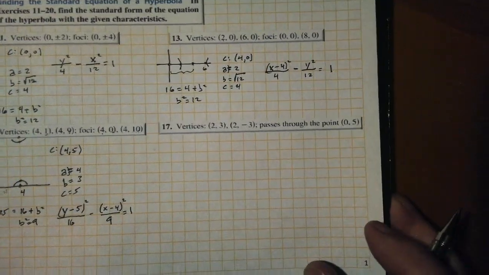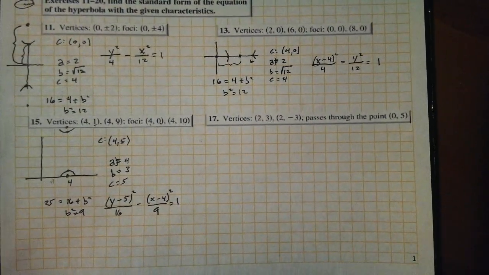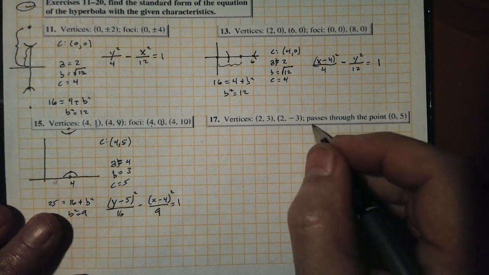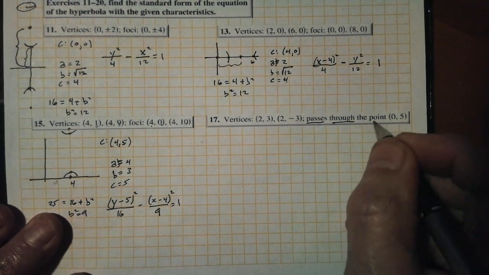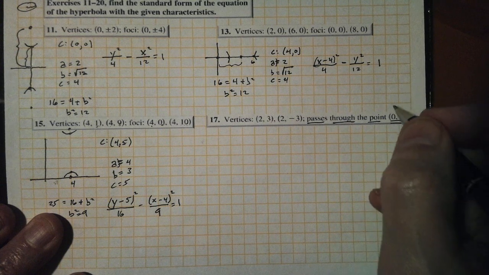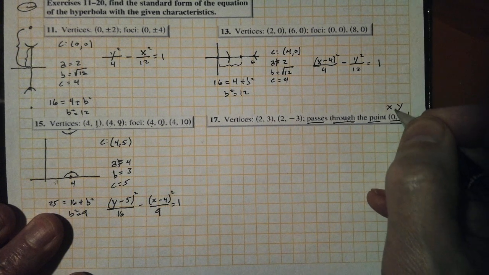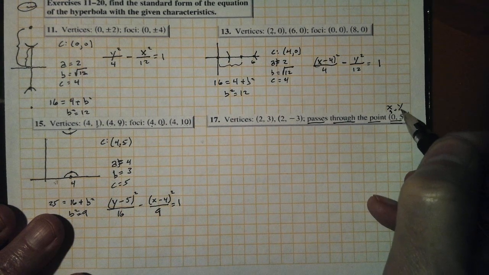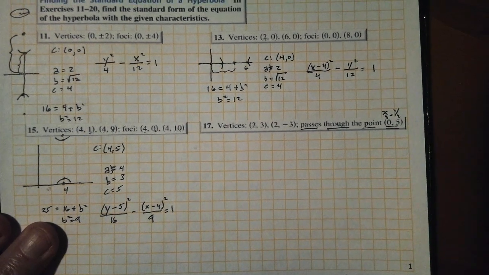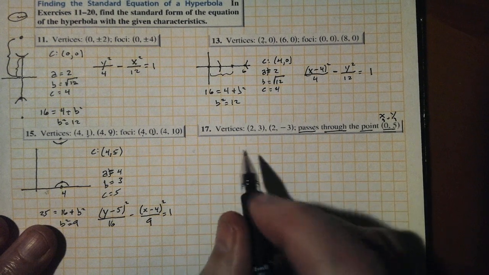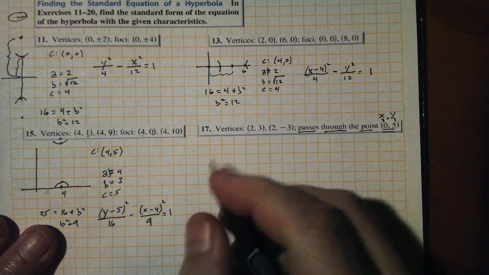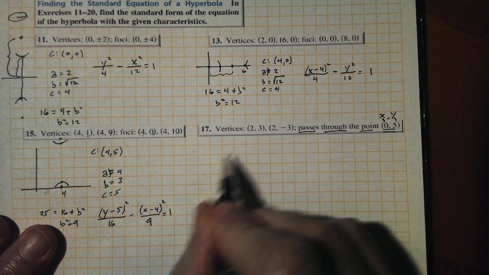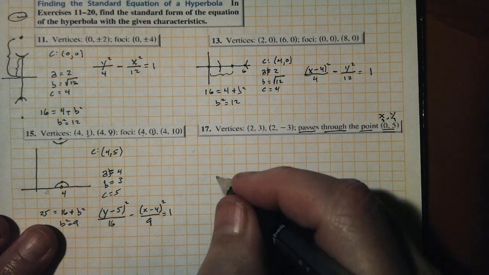Okay, 17, the dreaded passes through. Let's take a look here. It passes through the point 0, 5, which means somewhere down the road I'm probably putting 0 in for x and 5 in for y. Let's see how we can start here. Vertices, very generous when they give us the vertices. Right 2 up 3, right 2 down 3.